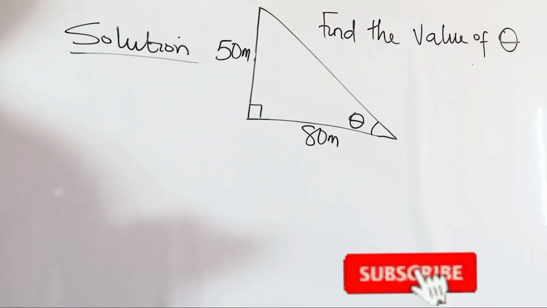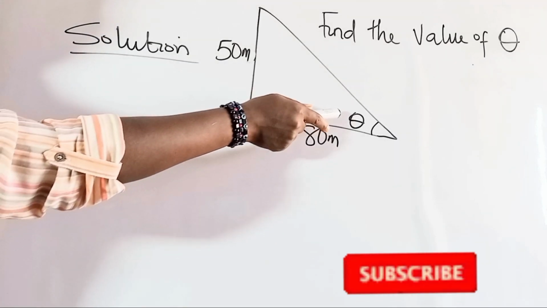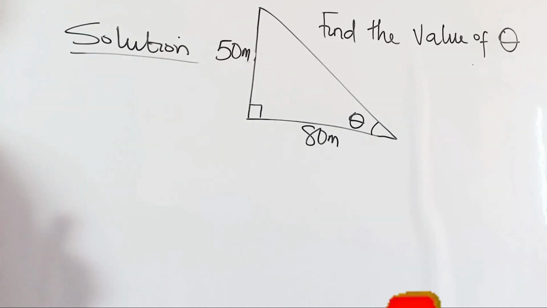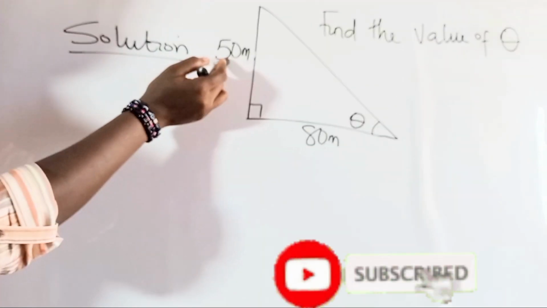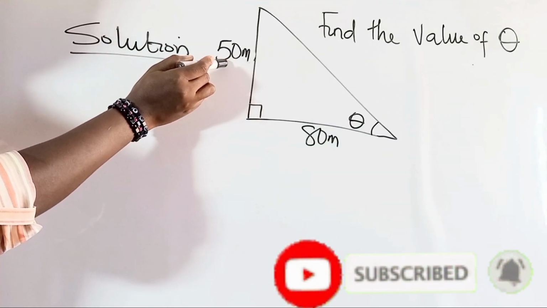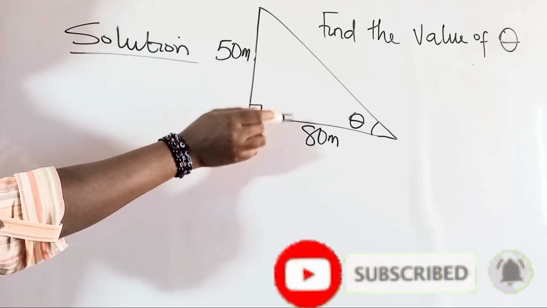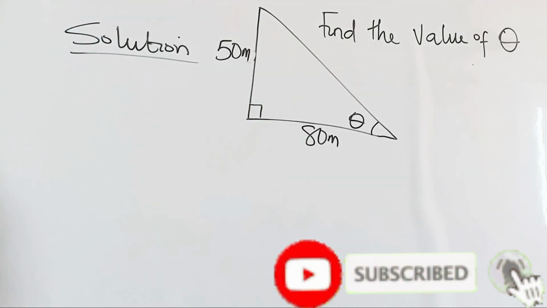Okay, we have a second question here, which requires us to find the value of this missing angle. We are also going to use the tan ratio to find this missing angle. The reason is that we have the opposite side facing the angle given to us as 50 meters, and we have the adjacent side given to us as 80. We don't have any business with the hypotenuse, and we don't have any value for it.